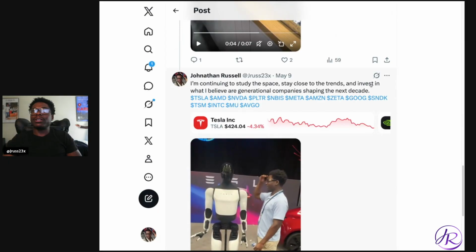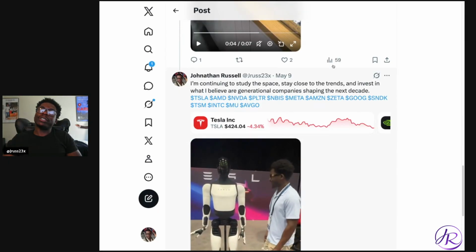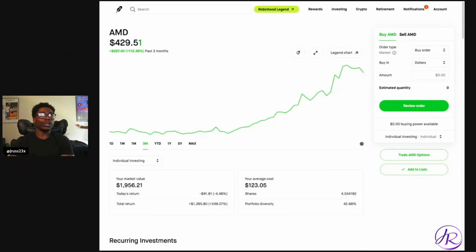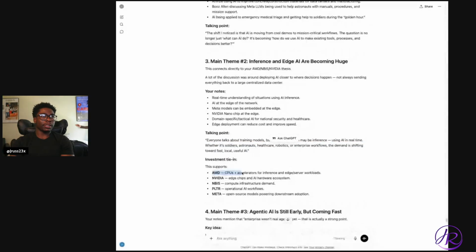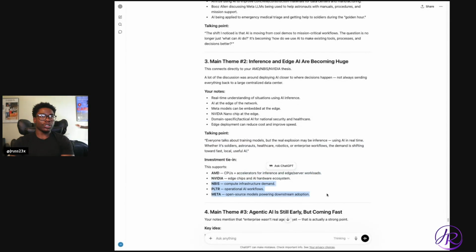I'm continuing to study the space, stay close to trends, and invest in what I believe are generational companies shaping the next decade. That's why I have it tied back into my investment thesis. As you see right here, this supports AMD, CPUs and accelerators for inference and edge server workloads; NVIDIA, edge chips and AI hardware software; NBIS, compute infrastructure demand; Palantir, operational AI flows; and Meta, open source models powering downstream adoption. So this is real life examples to help me put all the pieces together, because I do a lot of research online. So going in person, asking these questions, it just solidifies my thesis, and my thesis has grown stronger after this event.